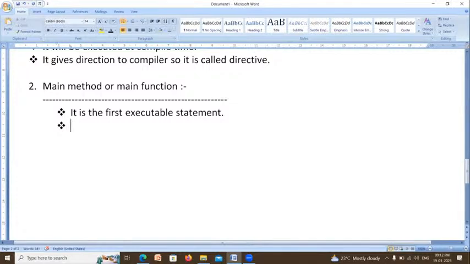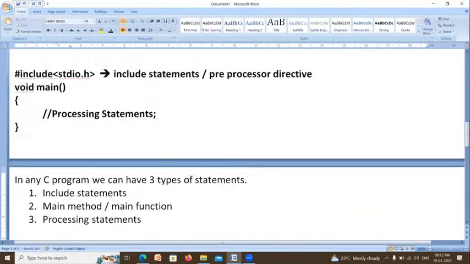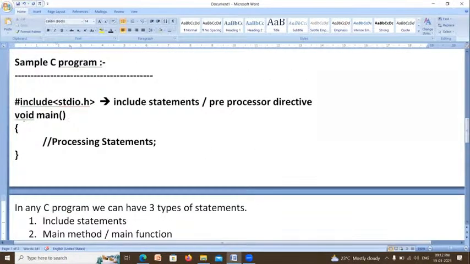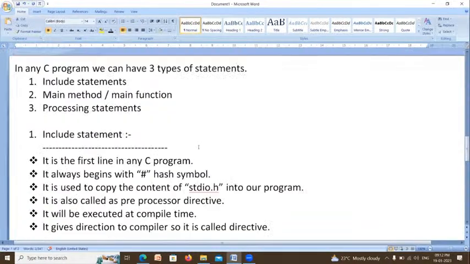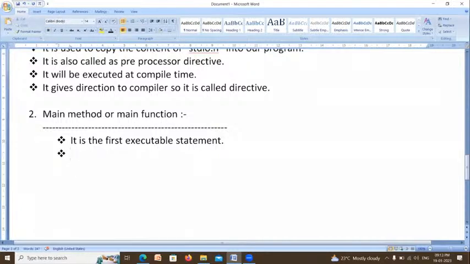Now, it is very, very important. Without the main method, you cannot write a C program. So it is very important. It is core. Core means very important. It is mandatory. Mandatory means it is compulsory. Without the main method, your program will not be executed. So the main method is compulsory.